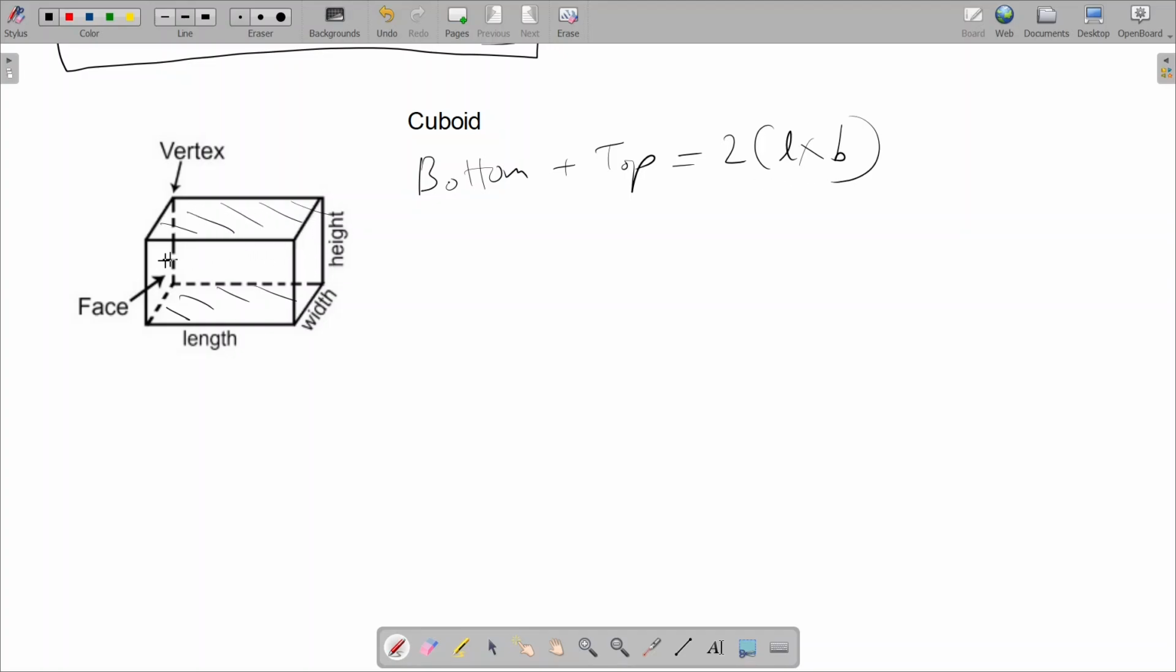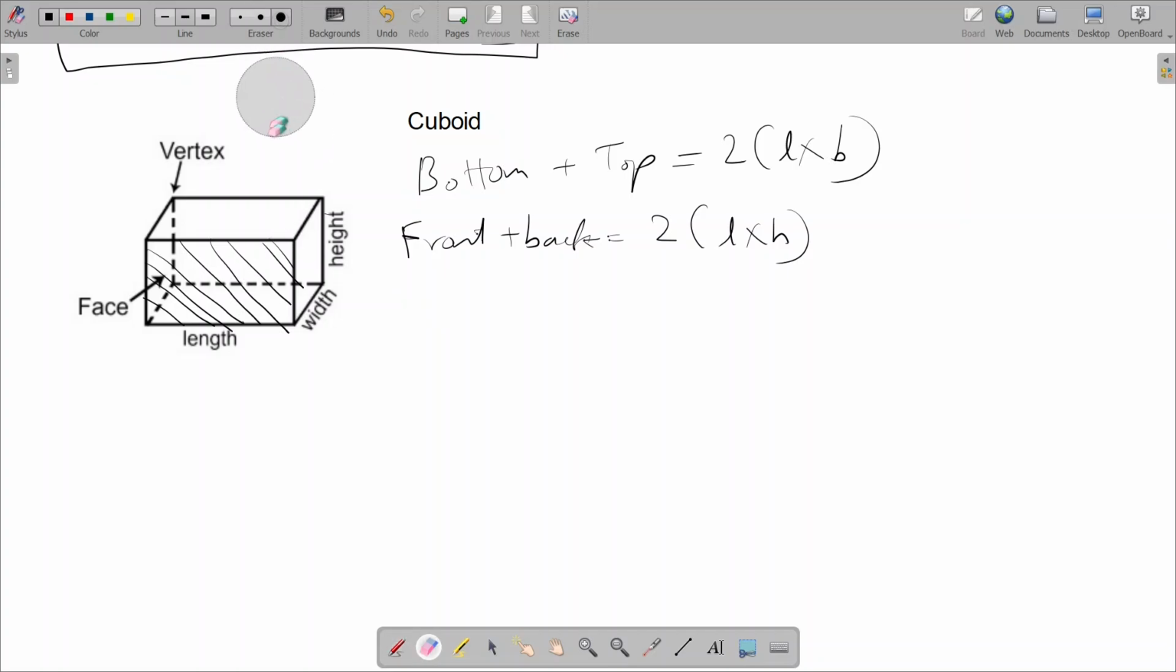Then we have got the vertical area. I'll just erase this. So this is the vertical area, the area between the height and the length. This is the vertical area. I hope you can see it. This is the front area. So you can say front plus back. The front area is length L and width is height H. So this is twice, so 2 into L into H. This is the area of the front and the back surface.